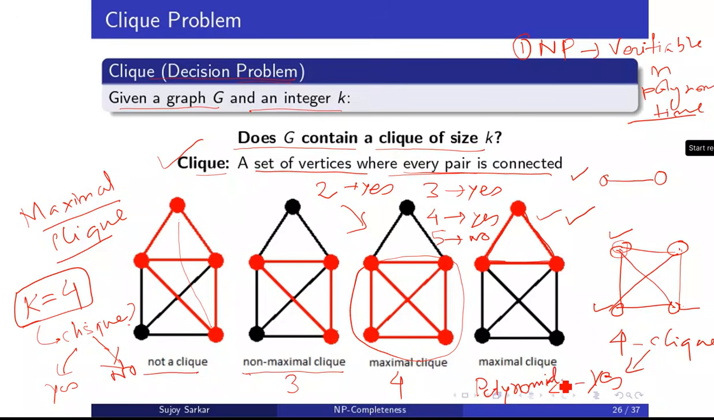For every vertex I just have to check whether it is connected to the other vertices or not. So it is verifiable in polynomial time. That means Clique belongs to NP. That is the first thing. The next thing that we need to prove is that Clique is NP-hard.